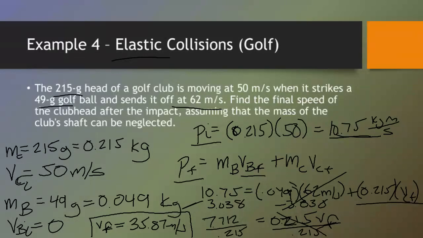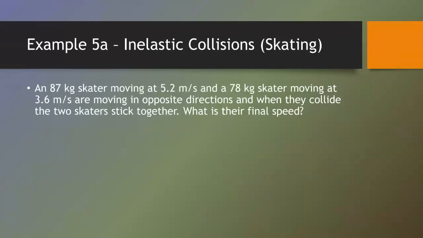So let's look at one last example of an inelastic collision. An 87 kilogram skater moving at 5.2 meters per second and a 78 kilogram skater moving at 3.6 meters per second are moving in opposite directions.